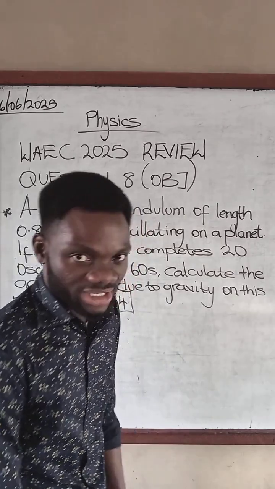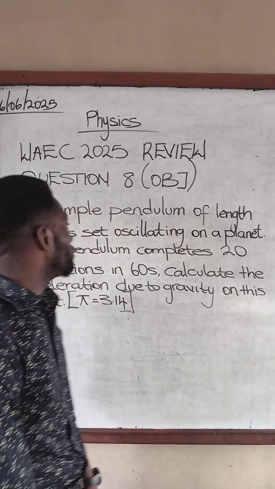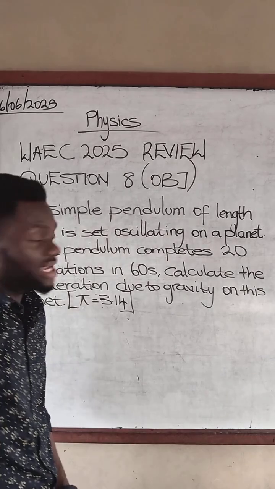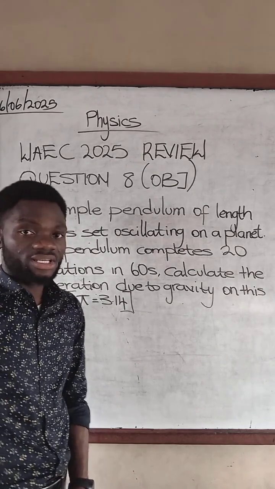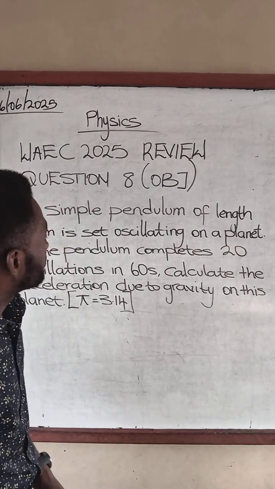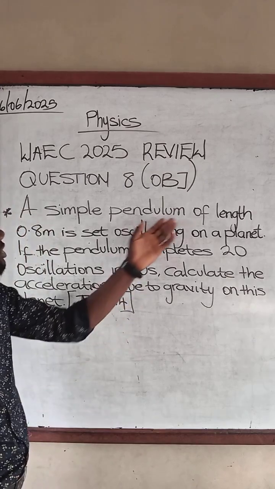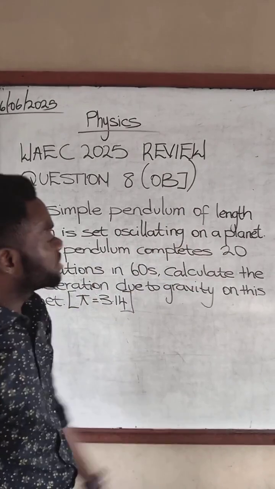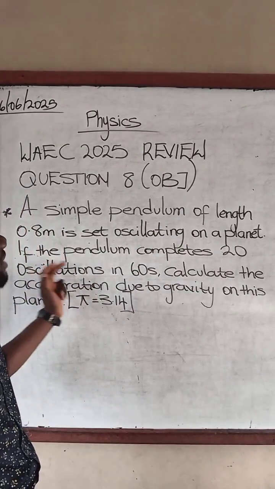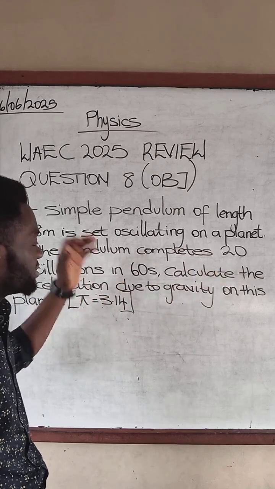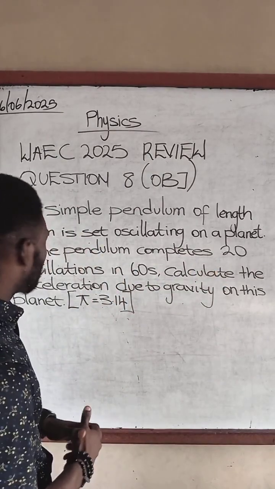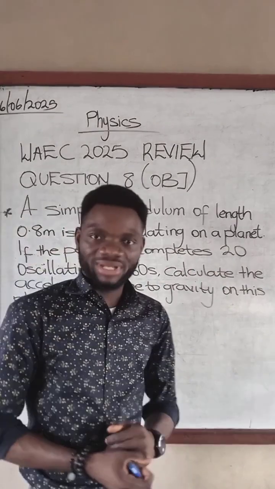Alright, once again, it's Paulamin Physics Online, and we're looking at question 8 of the just concluded WAEC exams, subject physics. Question 8 says: a simple pendulum of length 0.8 meters is set oscillating on a planet. If the pendulum completes 20 oscillations in 60 seconds, calculate the acceleration due to gravity on this planet.